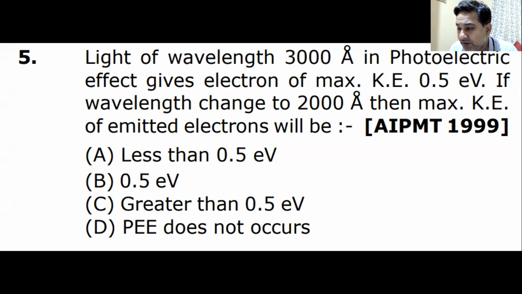Light of wavelength so-and-so, in photoelectric effect, gives electron of maximum kinetic energy 0.5 electron volt. This is how questions are framed. If the wavelength is changed to 2000 Angstrom unit, what is the maximum kinetic energy? Less than 0.5, 0.5 is definitely not the answer. Greater than 0.5 is definitely not the answer. So the only two options which are possible are, again, A and D. Yes or no?